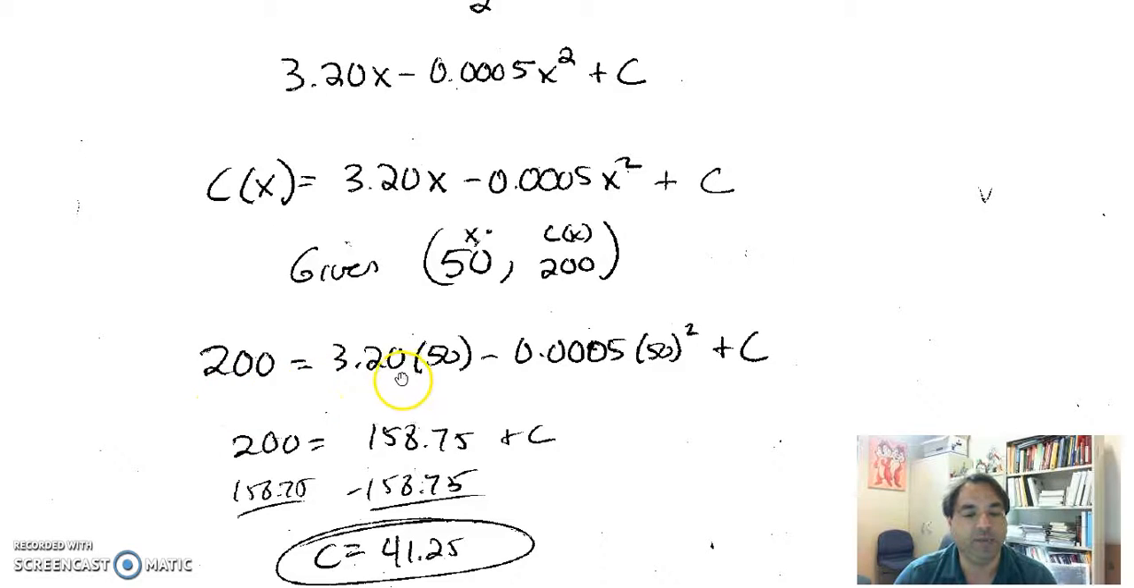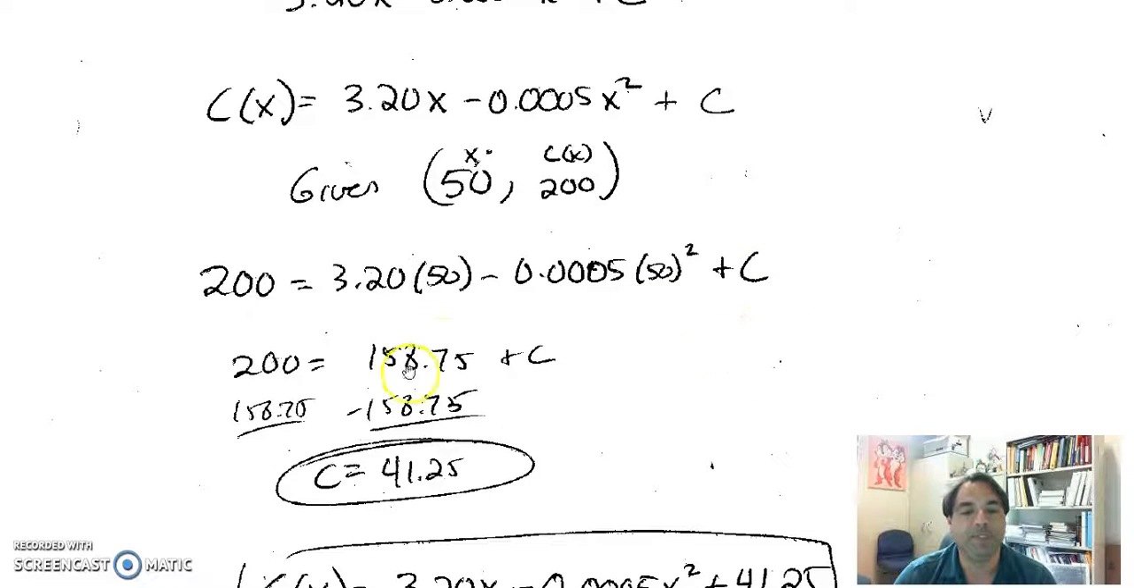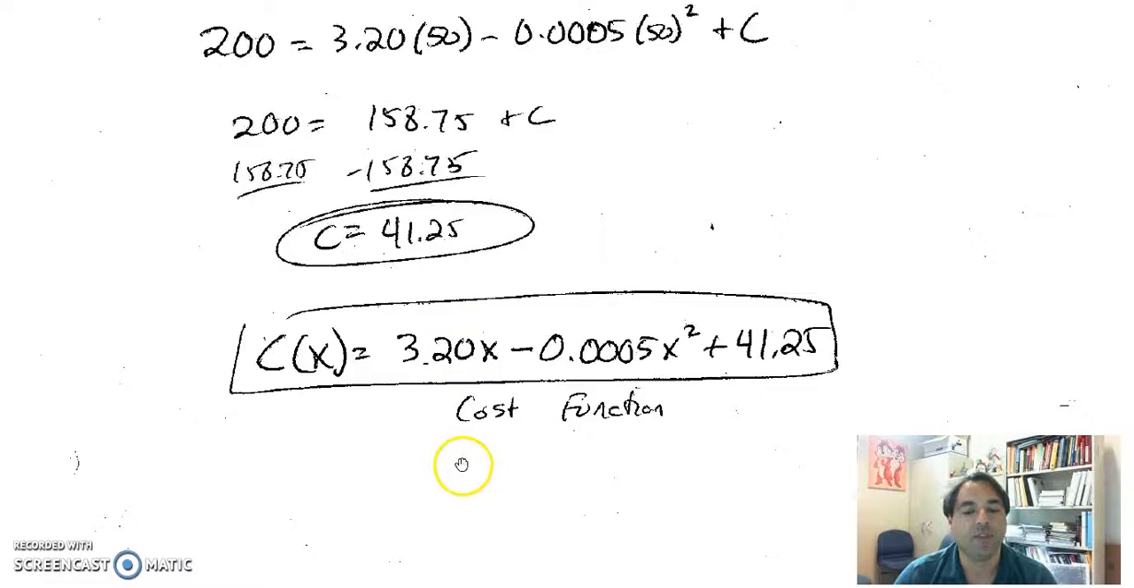So we have 200 equals 3.20 times 50 minus 0.0005 times 50 squared plus c. When we simplify this, we get 200 equals 158.75 plus c. To get plus c by itself, we subtract 158.75 from both sides. So c equals 41.25, which gives us our cost function of 3.20x minus 0.0005x squared plus 41.25.